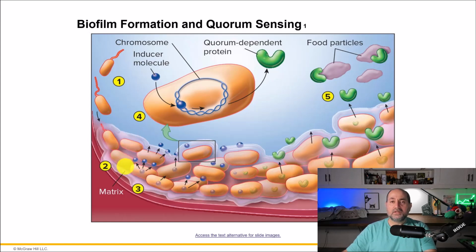Isn't that neat? So think of a biofilm as a gooey substance in which multiple different microbes grow and they kind of synergize and they work together. And think of quorum sensing as a way for microbes to communicate and coordinate. That's because they can release that molecule, the quorum molecule, but that molecule doesn't have an effect unless there's a certain number of microbes in the community.